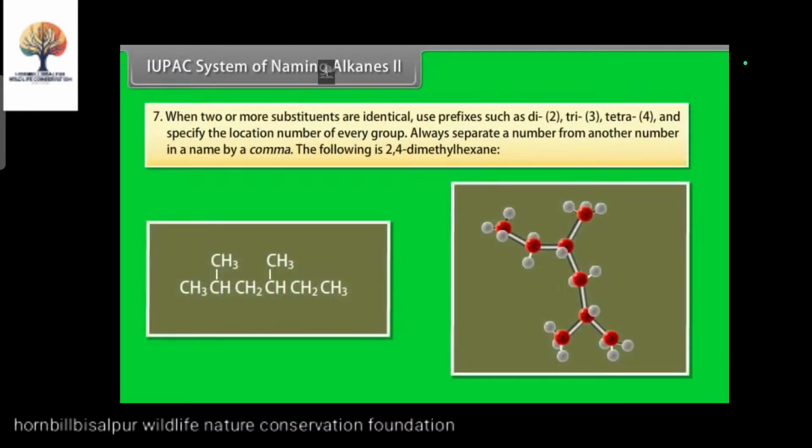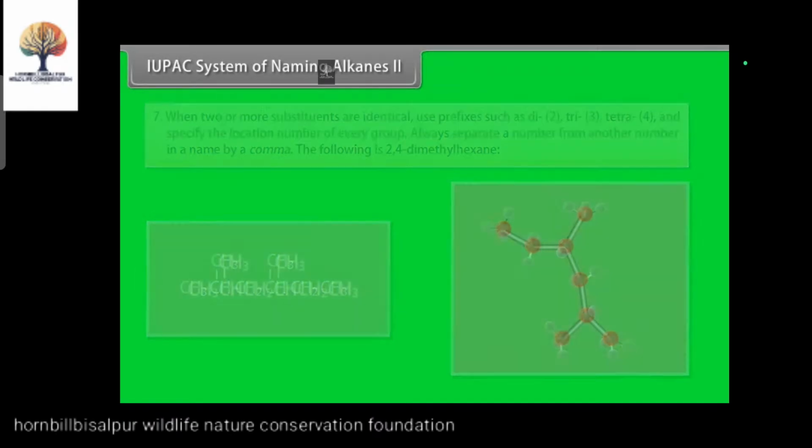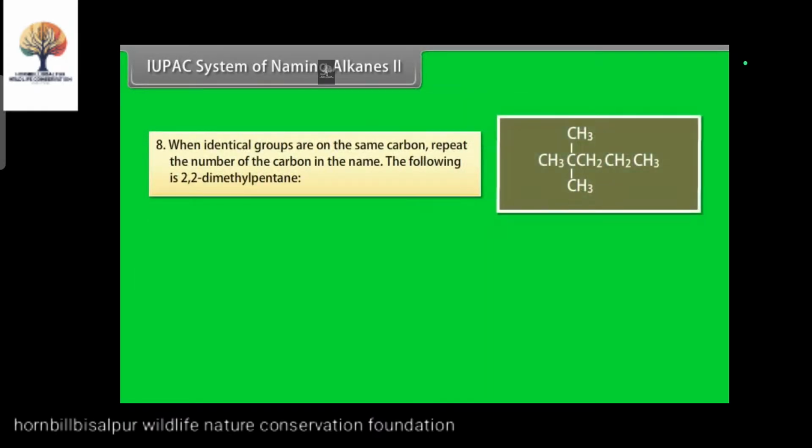Number 7. When two or more substituents are identical, use prefixes such as di for 2, tri for 3, tetra for 4 and specify the location of every group. Always separate a number from another number in a name by a comma. The following is 2,4-dimethylhexane.